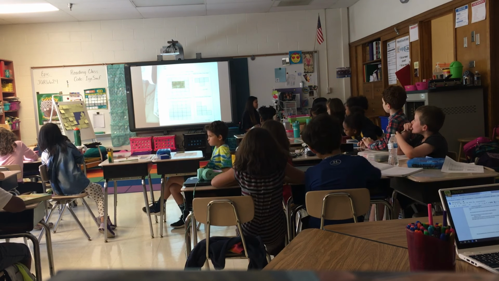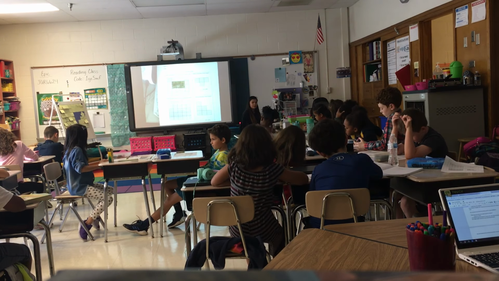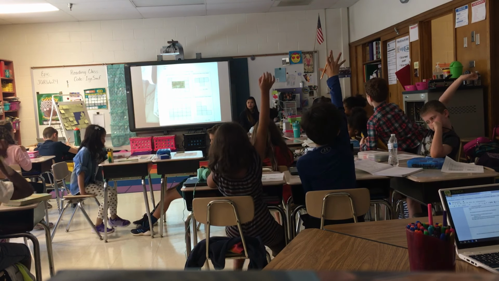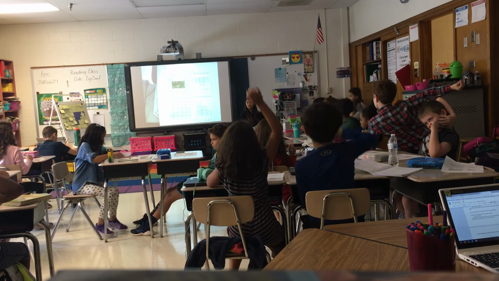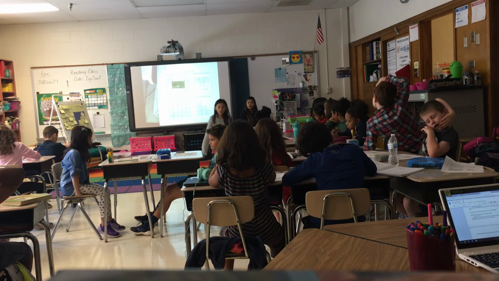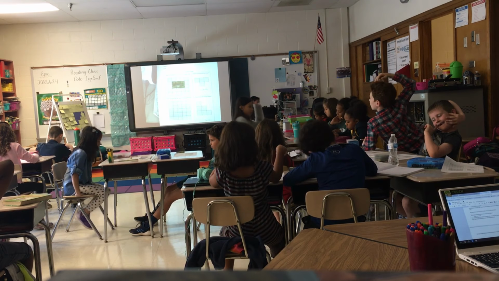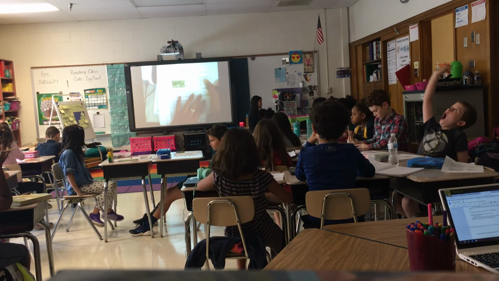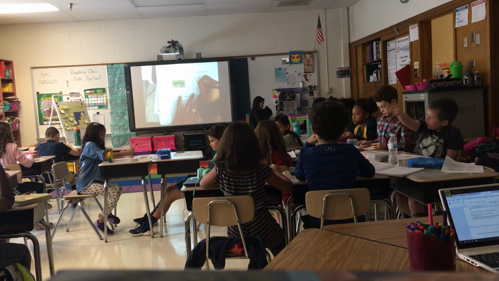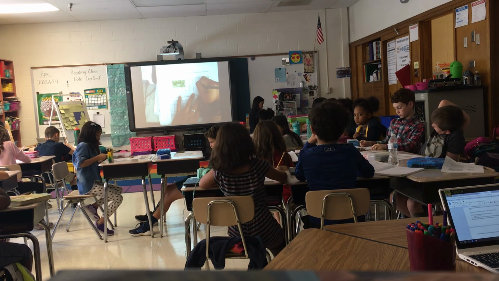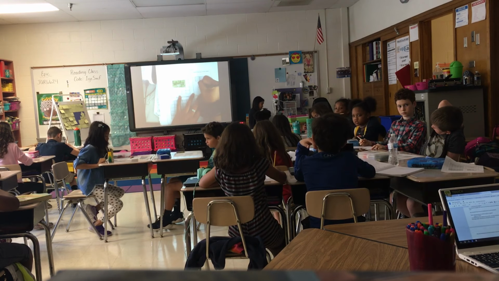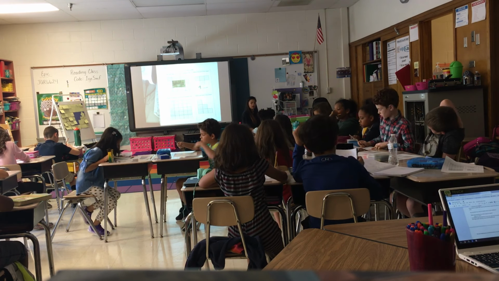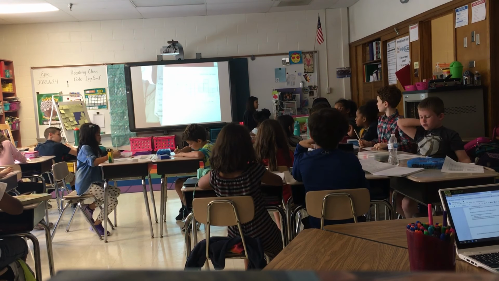So the question next to it says, what is the area of the shape? How do I find how many square units are in that shape? Emma? Right, you count it. So how many square units are in that shape, Emma? 4 square units. So you're going to do the same thing on the rest of the questions, the other 4.